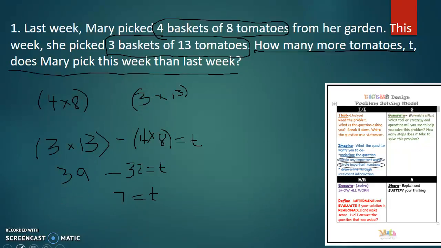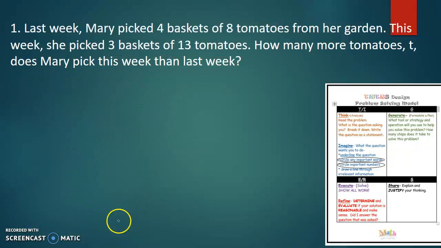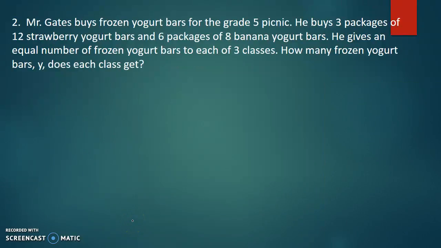Let's try another word problem. It says Mr. Gates buys frozen yogurt bars for the grade 5 picnic. He buys 3 packages of 12 strawberry yogurt bars and 6 packages of 8 banana yogurt bars. He gives an equal number of frozen yogurt bars to each of 3 classes. How many frozen yogurt bars Y does each class get?